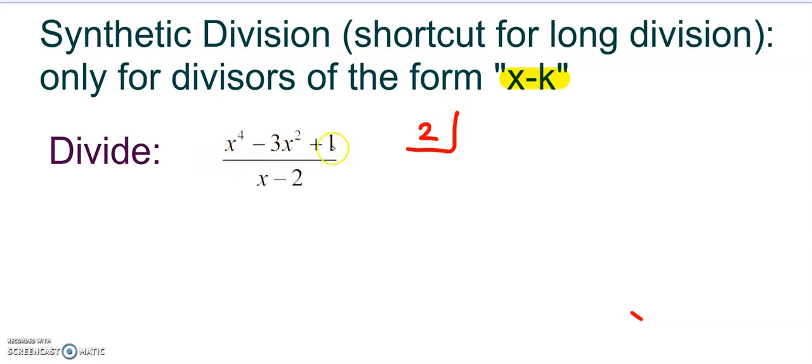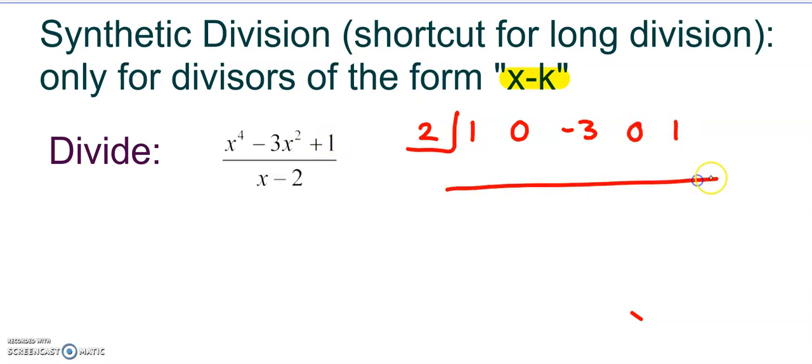I'm going to write the leading coefficients of all my terms for x. Now I have an x to the 4th. Its leading coefficient is 1. Notice that I'm missing an x cubed term, so I need a placeholder 0. -3. I'm missing the x term, so I need a placeholder 0 and 1. Next, I always drop the first number, and I get 1.